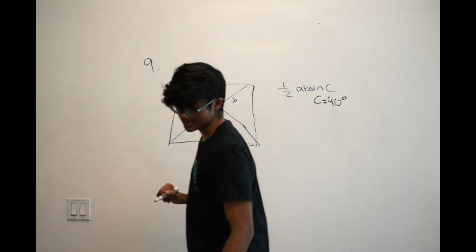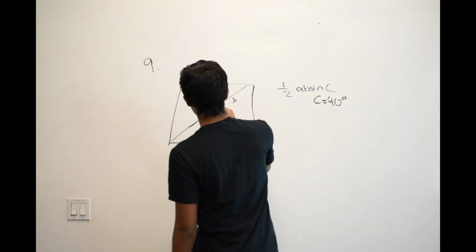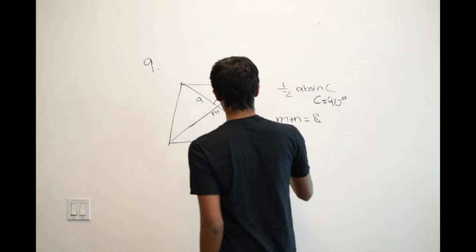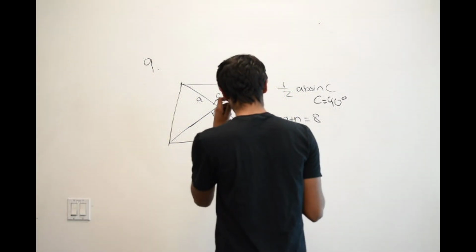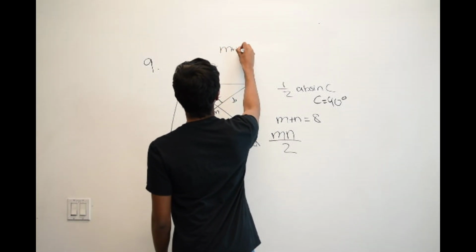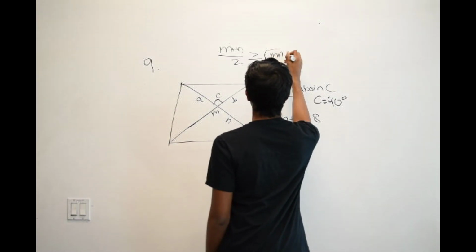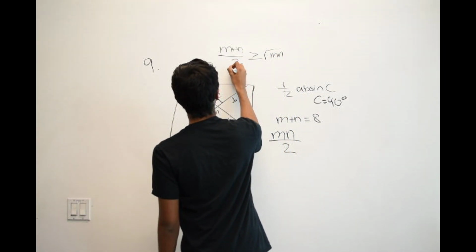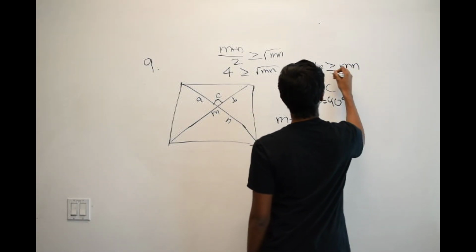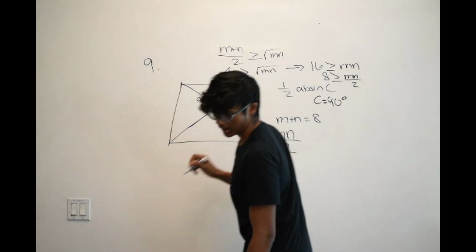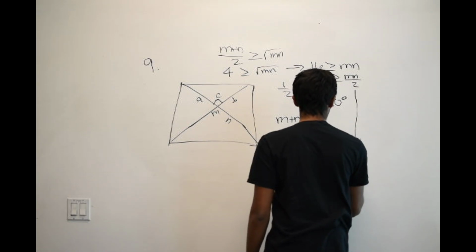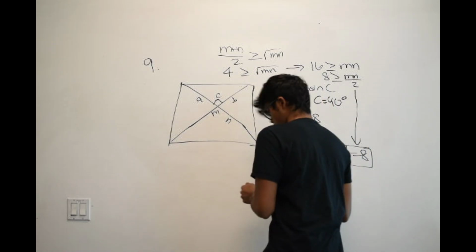It says the sum of the lengths of the diagonals of a quadrilateral is 8. So let's say the two lengths are m and n. That means m plus n equals 8. Since they're perpendicular, the area of the quadrilateral is mn over 2. Going back to the AM-GM inequality, (m plus n) over 2 is greater than or equal to the square root of mn. So 4 is greater than or equal to the square root of mn. 16 is greater than or equal to mn, which means 8 is greater than or equal to mn over 2. It also says maximum possible area of that quadrilateral. So it's maximized when mn over 2 equals 8. And so that is the answer choice C.